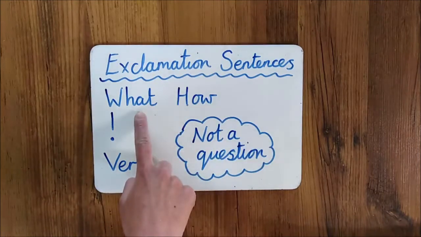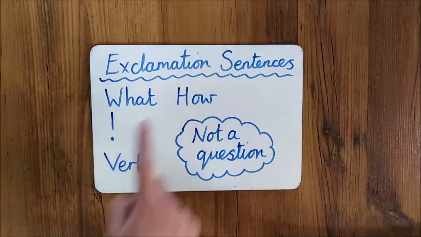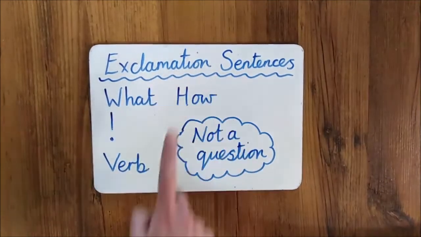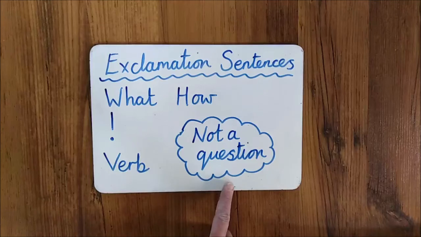So we've just thought about using what and how for question sentences. So when you're writing an exclamation sentence, you need to make sure it is not a question. It won't have an answer.